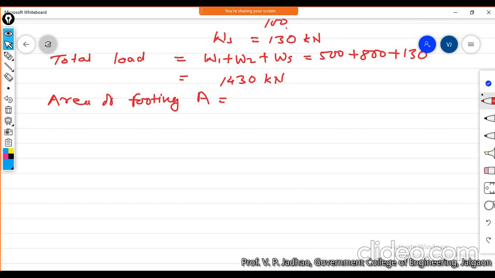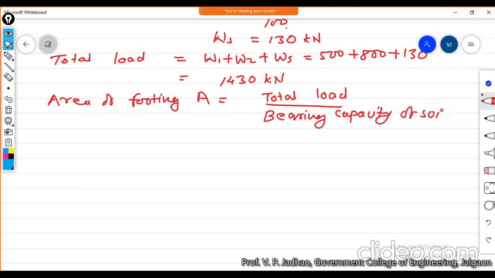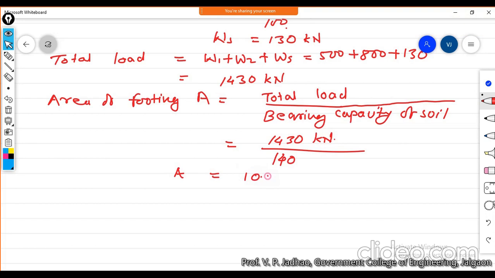A, is given by the formula: area of footing A is equal to total load divided by bearing capacity of soil. We have total load equal to 1430 kilonewton, right? The bearing capacity of soil is given as 140 kilonewton per meter square. So the area of footing is equal to 10.21 meter square.